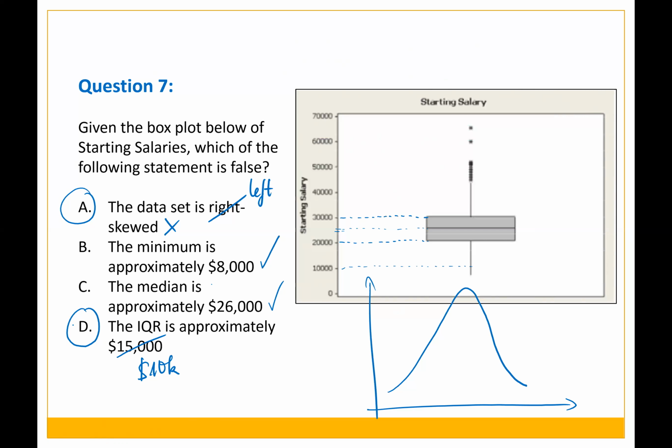I think it might be one of them, but let me ask your professor again. I'm pretty sure both of them are wrong if we just look at this graph.